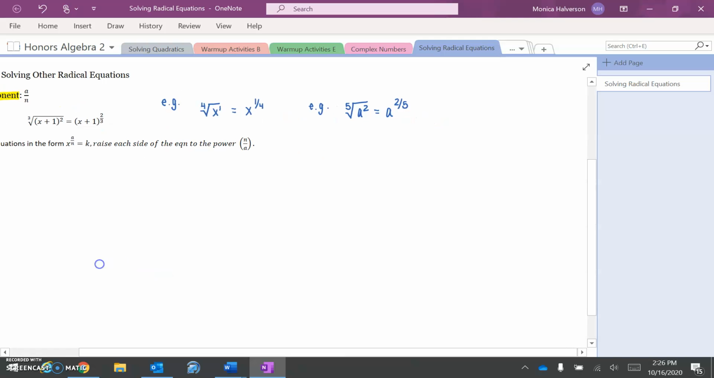Let's do one more, and let's have you try this one. The third root of a to the 4th, b to the 5th.